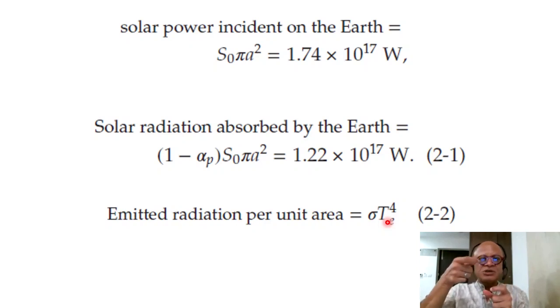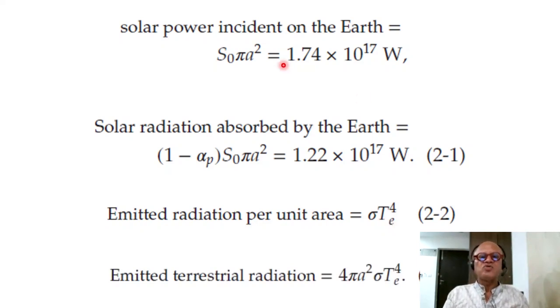We obviously take the energy per unit area and multiply by the surface area. So that is going to be the net energy received, and the emitted terrestrial radiation, which is per unit area, multiplied by the area of the sphere, which is 4 pi a squared. So 4 pi a squared sigma TE to the fourth. So we basically have to take the net energy being received and equate it to the net energy going out, and that gives us the expression for the effective emission temperature.